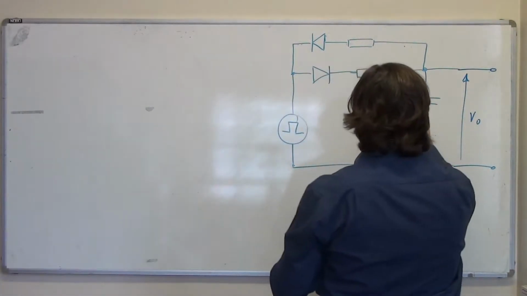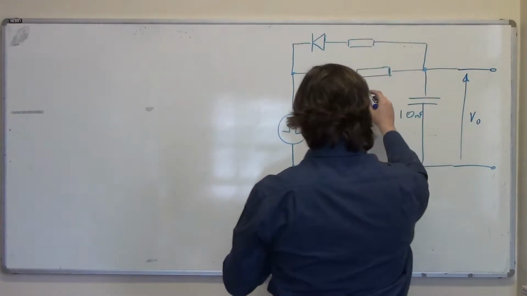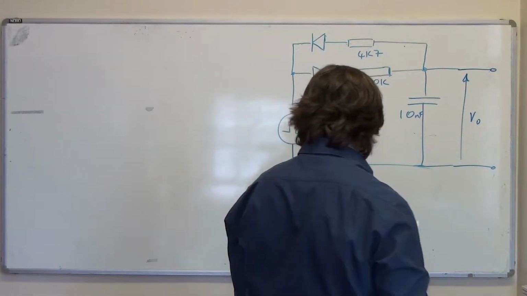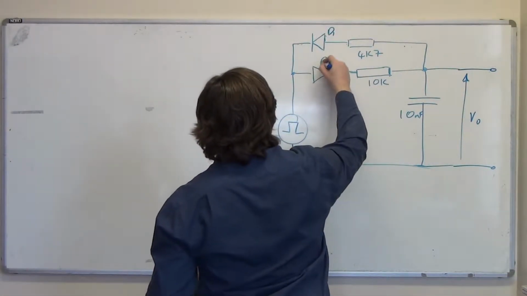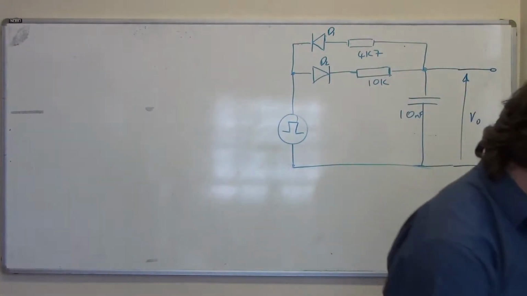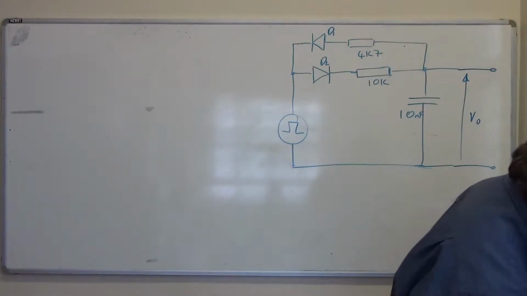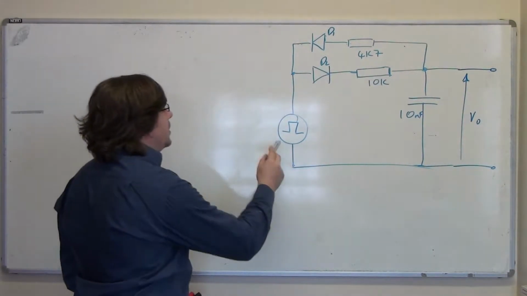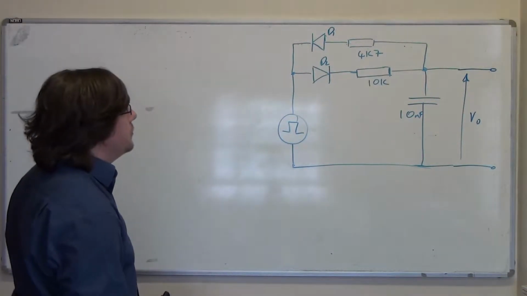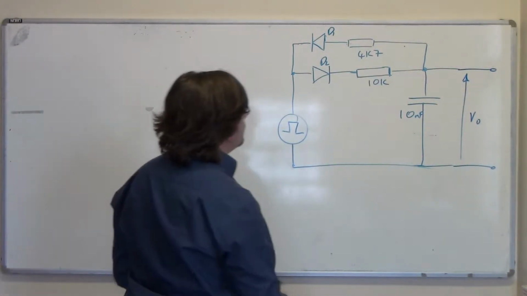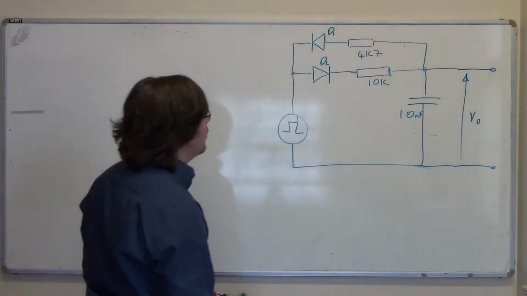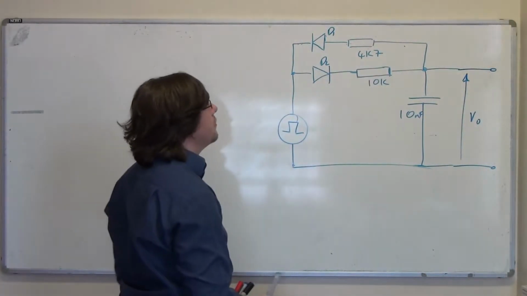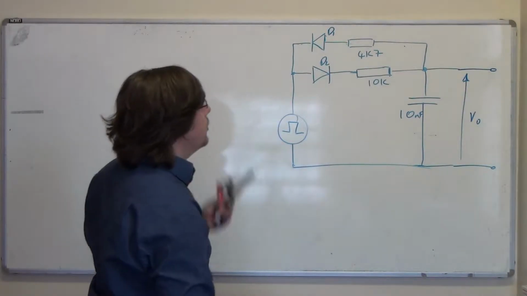Right, and this is 10 nanofarads, this is 10k, and this is 4k7. This is D1, this is D2. Alrighty, so if the voltage source goes above 0, assuming that the 10 nanofarads is discharged to start with, then D2 will conduct, and if it goes below 0, D1 will conduct.